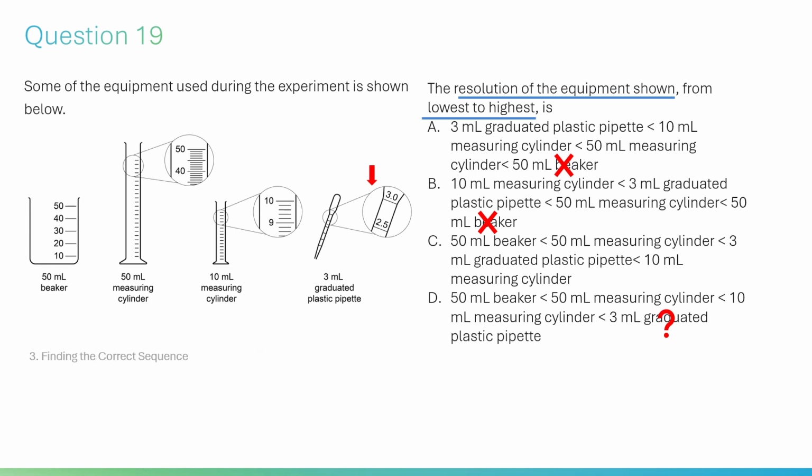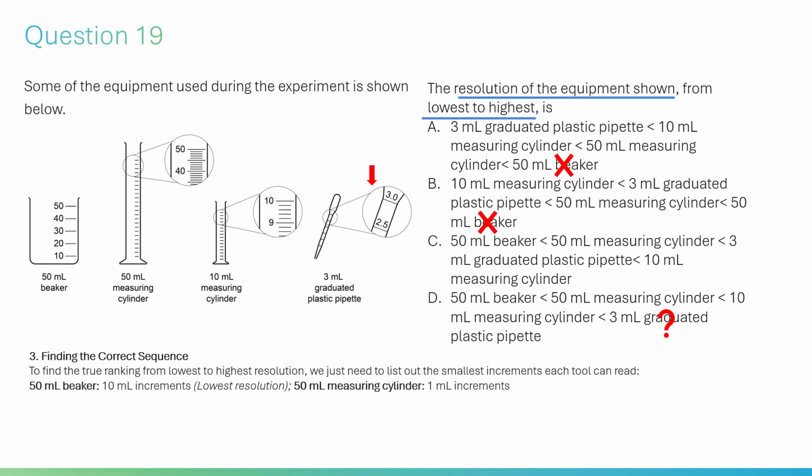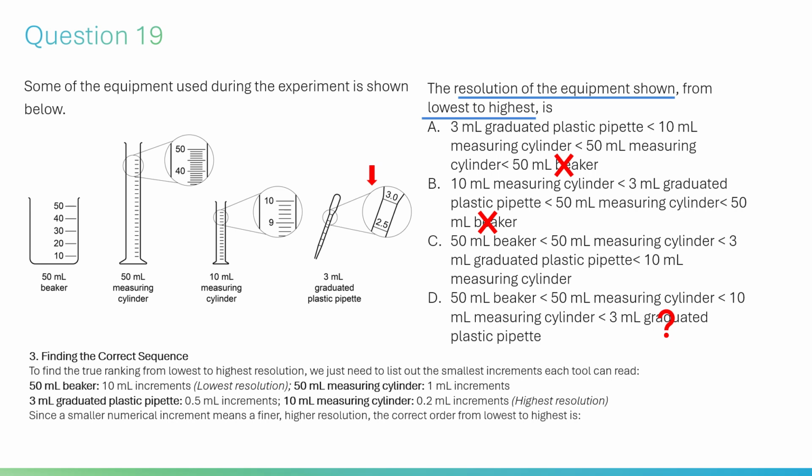Three. Finding the correct sequence. To find the true ranking from lowest to highest resolution, we just need to list out the smallest increments each tool can read. 50 milliliters beaker, 10 milliliters increments, lowest resolution. 50 milliliters measuring cylinder, 1 milliliter increments. 3 milliliters graduated plastic pipette, 0.5 milliliters increments. 10 milliliters measuring cylinder, 0.2 milliliters increments, highest resolution.